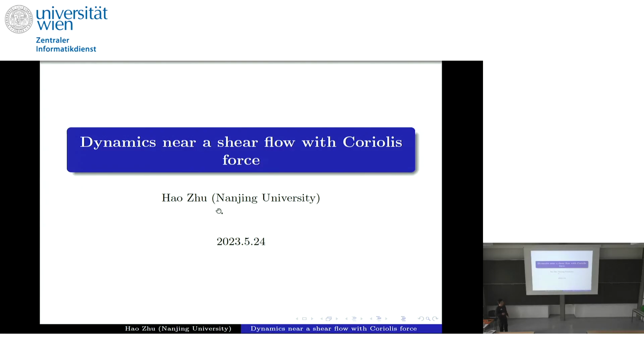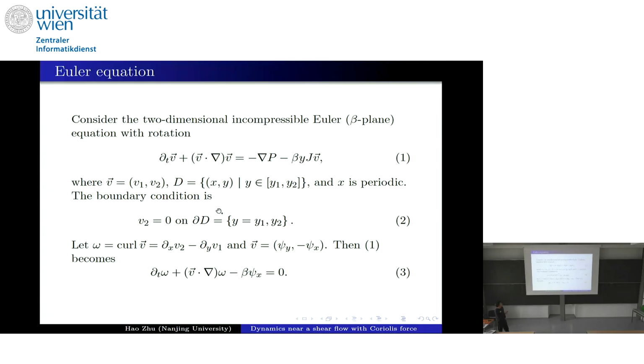It is my pleasure to give such a talk, dynamics near a shear flow with Coriolis force. So we first consider the two-dimensional incompressible Euler equation with rotation. After the beta plane approximation, the Euler equation takes this form.